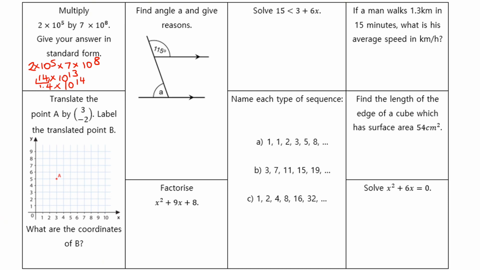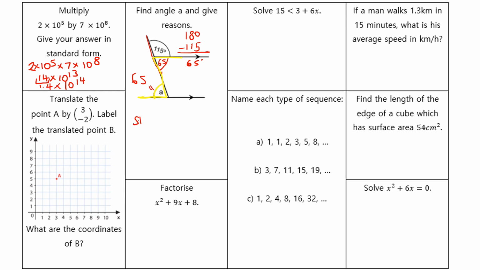Find angle A and give a reason. So this is a straight line. That's reason number 1. We've got a straight line, which means we could find out that this is going to be 65. Straight lines add to 180 degrees. So if I do 180 take away 115, that's 65. So straight lines, and this is alternate angles. So that means 65 is going to be the same thing as A. So A is going to be 65.